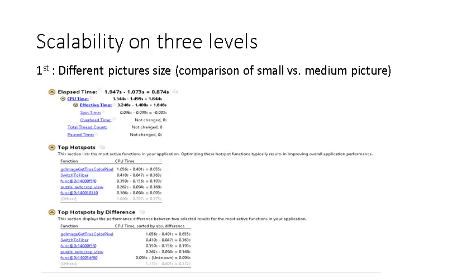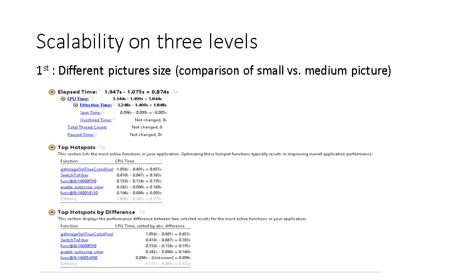We show 3 levels of scalability. The first one is with different picture sizes. Here we have a profiling comparison between small picture size and medium picture size. As can be seen, the medium picture size has an elapsed time of 1.9 seconds and CPU time of 3.3, and the small picture size has an elapsed time of 1.07 and CPU time of 1.5 seconds.